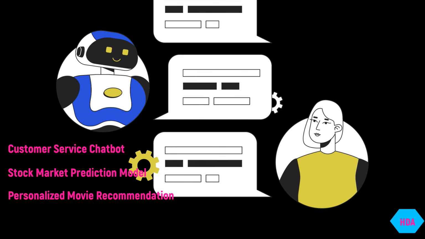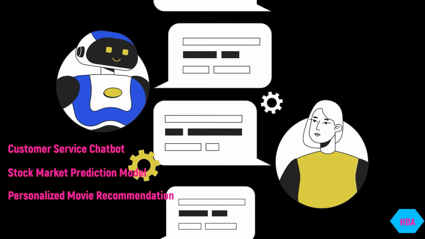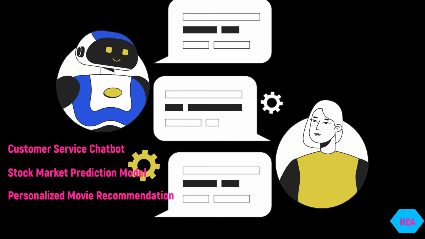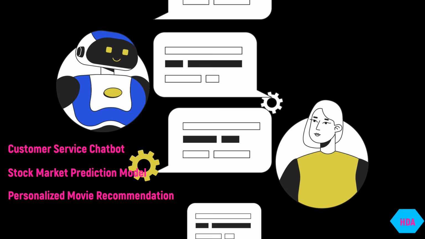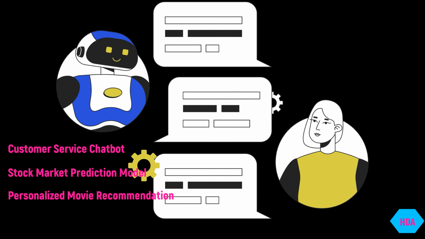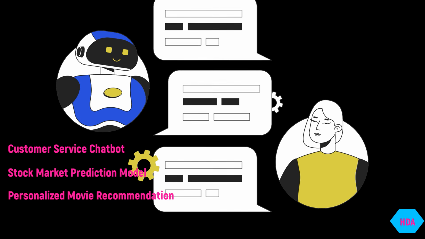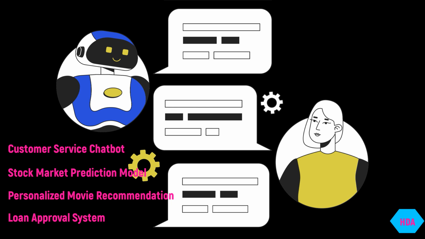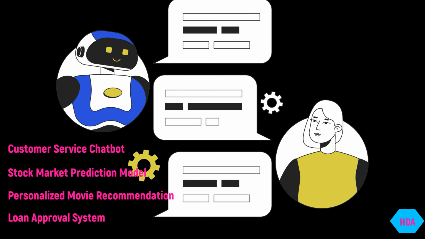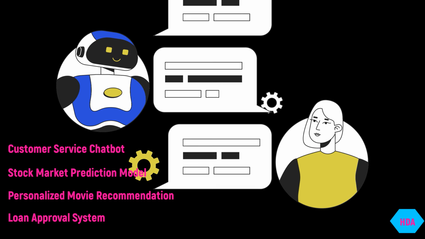Also, personalized movie recommendations on Netflix or Amazon Prime based on a user's watch history and preferences is an example of AI. One more example can be a loan approval system in banks that evaluates an application's creditworthiness and decides whether to approve or deny a loan.